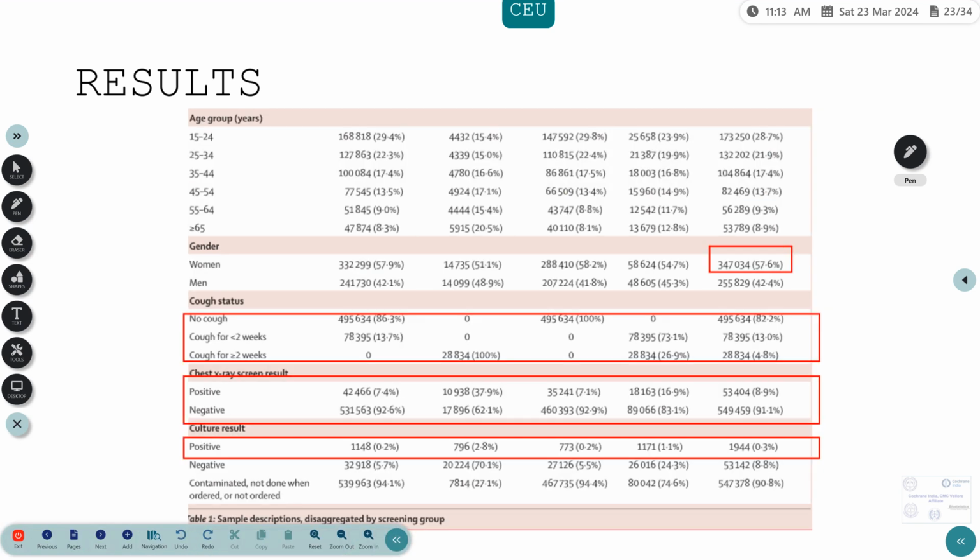Based on the cough status, 57% of them were women with subclinical TB, and patients who had cough for more than 2 weeks were 4.8%, and patients who had no cough were 82.2%. So if we look based on the chest X-ray alone, only 8.9% of them actually had a positive chest X-ray result, whereas 91% of them did not have any X-ray findings. Culture positivity was seen only in 0.3%.